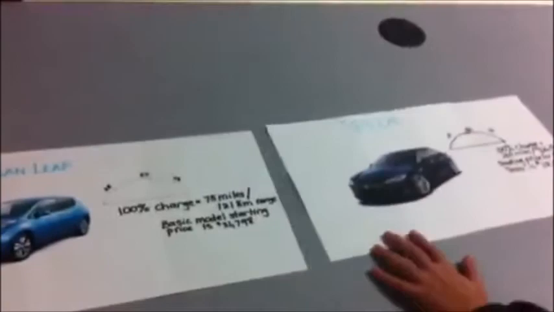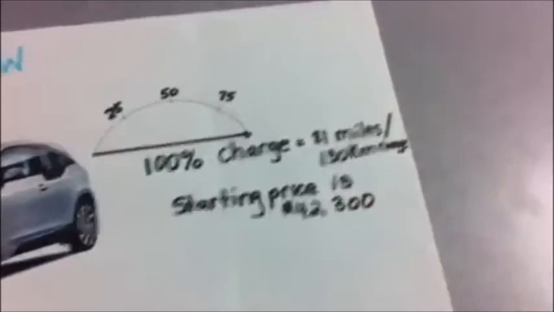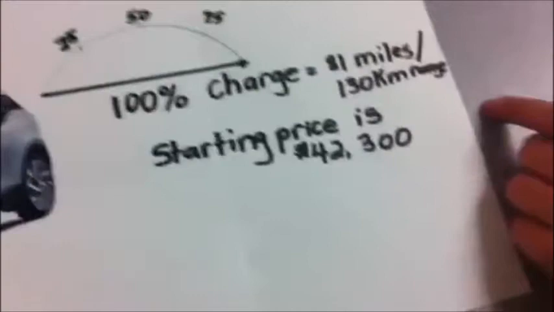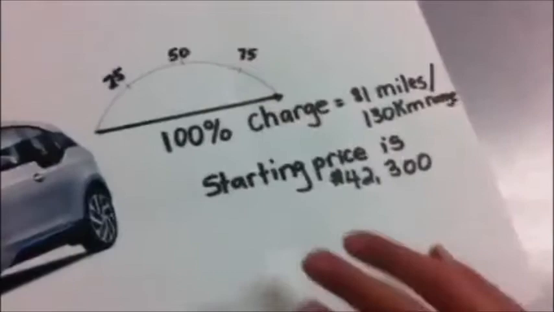Now I'm going to show you the i3 BMW, which is also 100% charge, with an 81 miles, 130 kilometers range. The starting price is $42,300, which also doesn't go as far as the Tesla, but it's still good. The best car you probably would want to go with is the Tesla, if you want to go somewhere far without charging it again. But it costs more than the other ones. So math is everywhere.